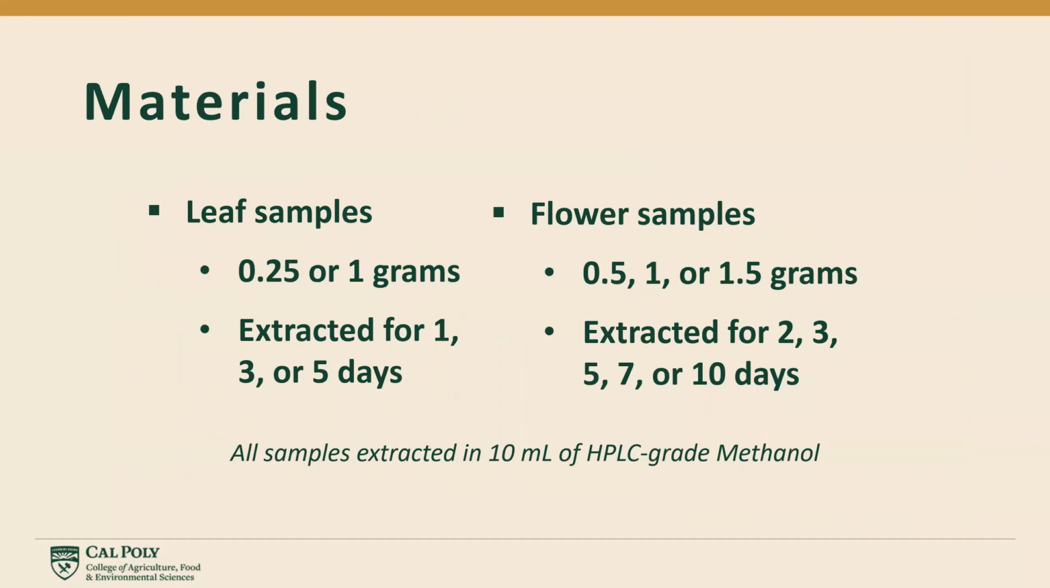We looked at 2 different tissue types, leaf and flower tissues. There were 2 weight levels for the leaf samples, a 1/4 gram sample and a full gram sample, extracted for 1, 3, or 5 days. For the flower samples, we had 3 weight levels with a 1/2 gram, a full gram, and 1.5 grams, extracted for 2, 3, 5, 7, or 10 days. And all samples were extracted in 10 milliliters of HPLC grade methanol.